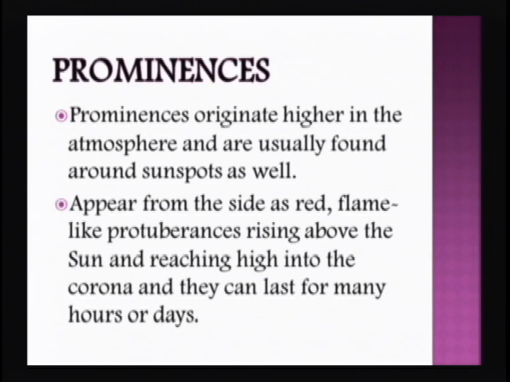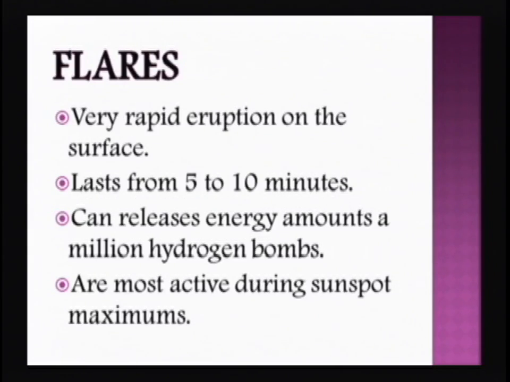So if we happen to be in the path of those things, they will run into us. And yeah, we can have really nice northern and southern lights. We can have some disruption in our radios, communication, things like that. And then we have flares, which tend to be very rapid eruptions on the surface. They can last from about 5 to 10 minutes, and they can release huge amounts of energy. And as like everything else, they tend to be most active during the sunspot maximums.